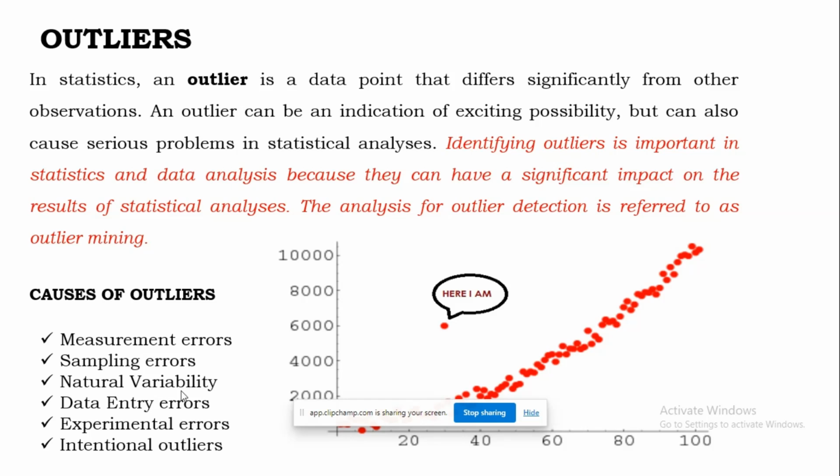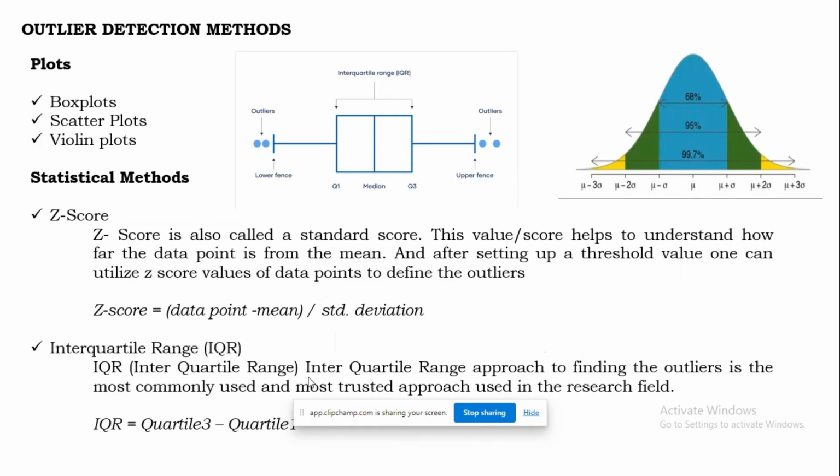Now, in the next slide, we are going to see the different ways we can detect outliers in our data set. I'm going to quickly move to the next slide. Outlier detection methods. One of the easiest ways to identify outliers in a data set is through plots. There are different kinds of plots that we can use to spot outliers. One is the box plots, scatter plots, and violin plots. In my previous video, I took time to explain and show how box plots, scatter plots, and violin plots can be used to identify outliers in a dataset.